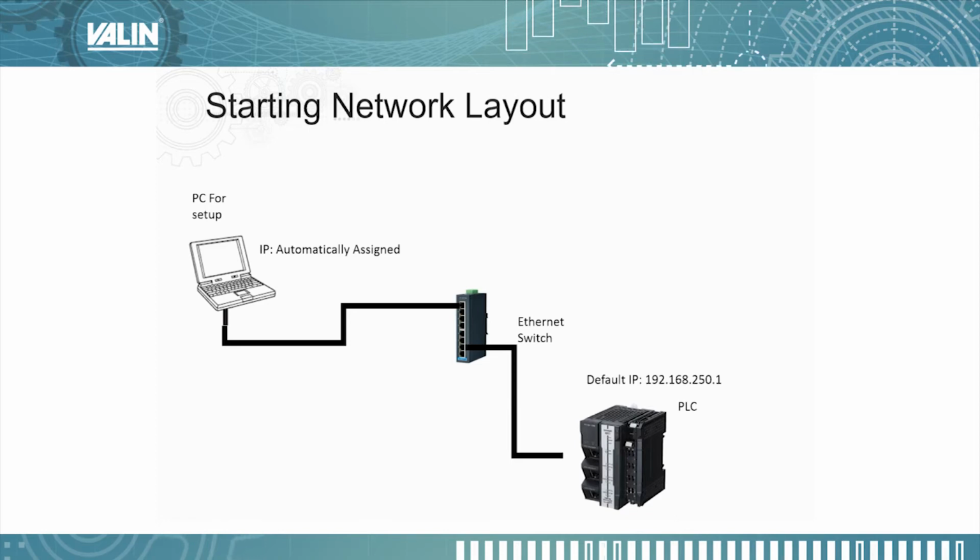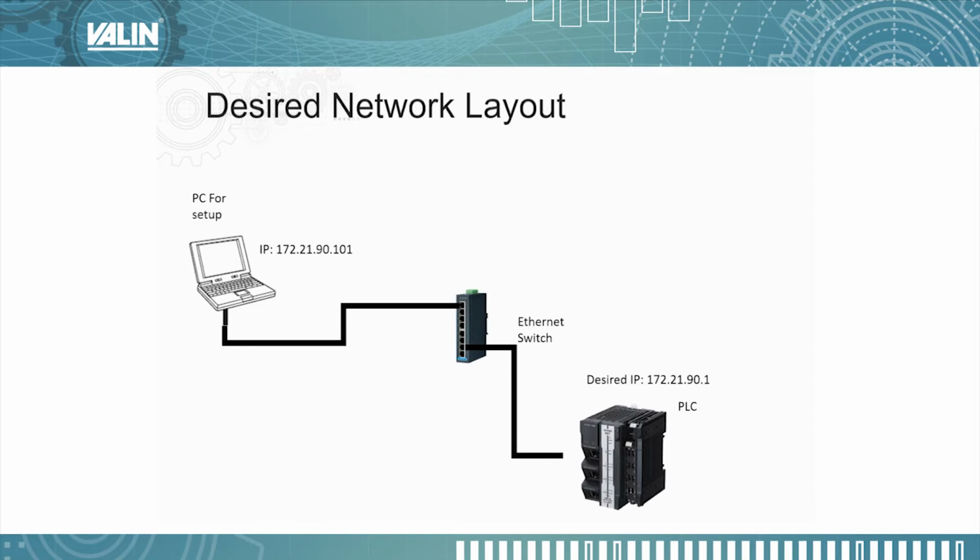The PLC, when it comes out of the box, is by default 192.168.250.1. Most Omron Ethernet devices start out with that IP address. Not all of them, but almost all the PLCs do. Let's look at what the desired network layout is going to be.